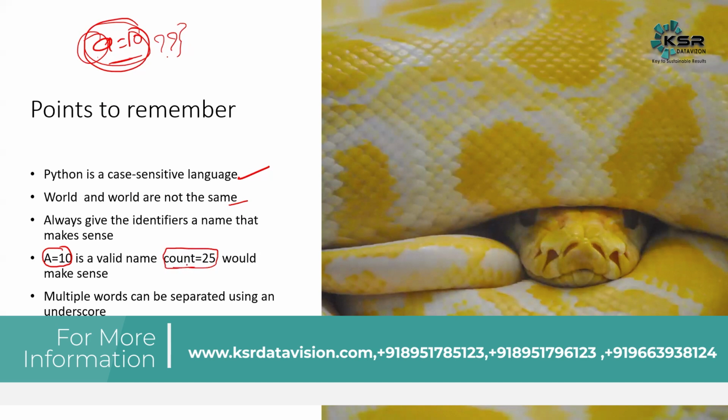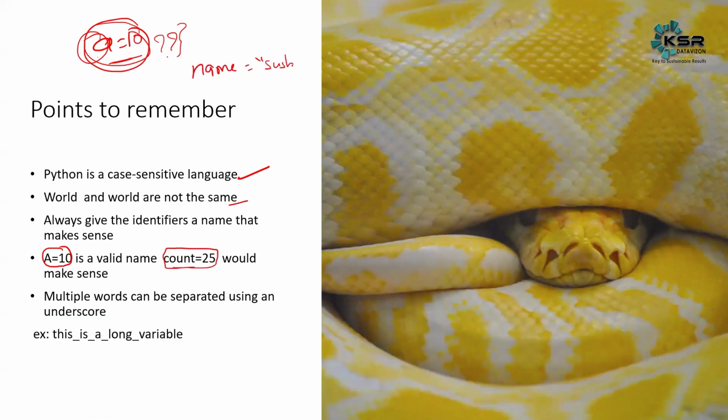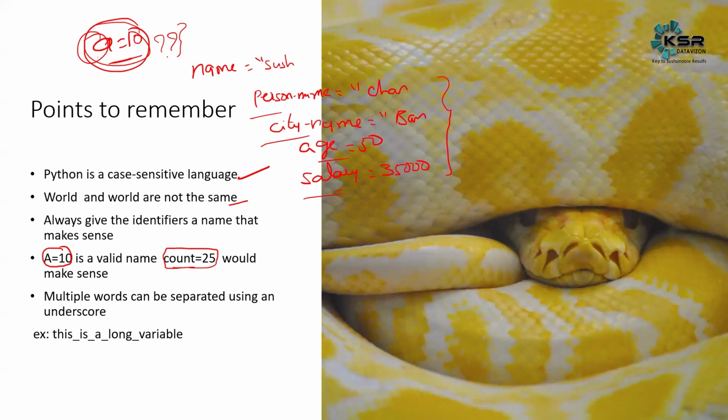Similarly, count is equal to 25. I've written person name is equal to, let's say, Sushant. City name is equal to, let's say, Bengaluru. Age is equal to 50. Salary is equal to 35,000. So if you give meaningful names like salary, age, city name, person name, then it will be easy to read, even for a layman like us, while reading someone else's code.